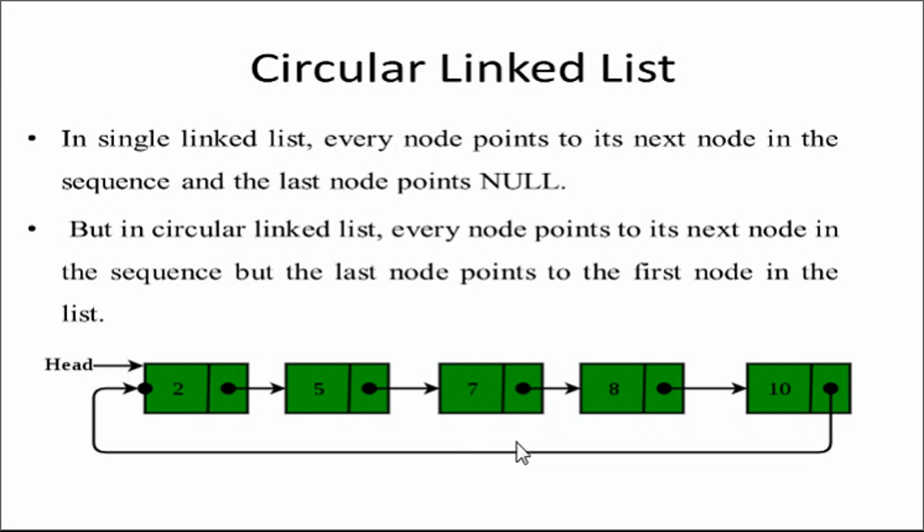As shown in the figure, it shows the graphical representation of a circular linked list. Here every node points to the next node in the sequence, whereas the last node, instead of the next link pointing to null, points to the first node of the list. This is called a circular linked list, and this is the main difference between a singly linked list and a circular linked list.